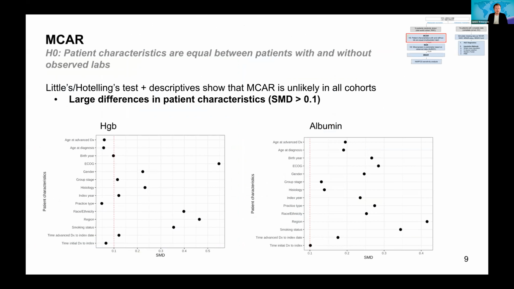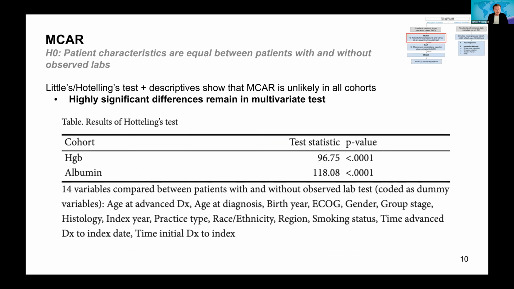So starting with the hypothesis that the missingness could be completely at random, there seemed to be a large difference in patient characteristics indicated by standardized mean differences larger than 0.1 for most of the variables. And this was supported by the Hotelling's test statistic, which suggested highly significant differences if we compared 14 variables between patients with and without observed labs.